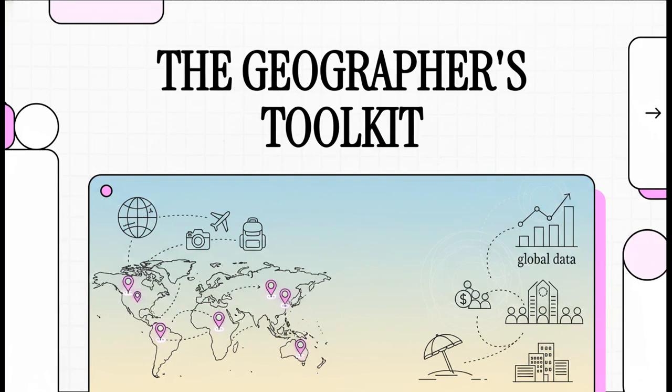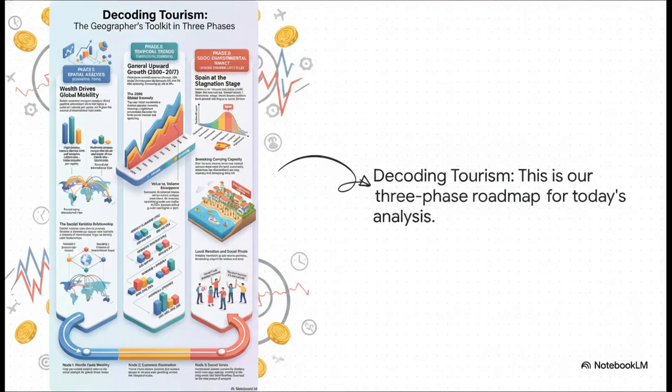All right, let's jump right in. In this explainer, we are breaking down global tourism for your AIS geography paper. We're going to connect the big global data to the real-world local impacts to show you exactly how to nail those exam questions. So here's our game plan.